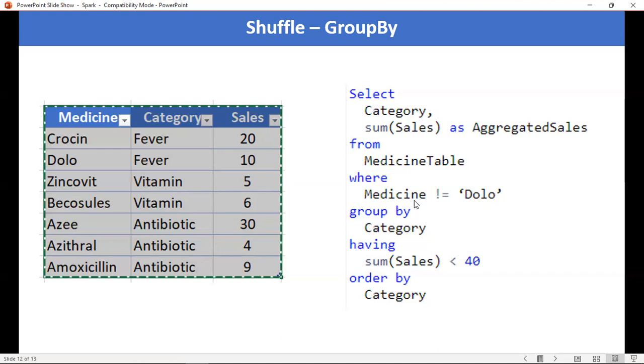But we are trying to filter on a condition wherein medicine is not equal to Dolo. And another thing we are doing is putting a having clause in this Spark SQL statement wherein the total sales should be less than 40. That means the sales of antibiotic should not appear in the result, because antibiotic sales are 30 plus 4 plus 9, which is 43, but we only want the category sales which are less than 40. So antibiotic sales will disappear from the result. Let's see what exactly happens when we launch this query in Spark.